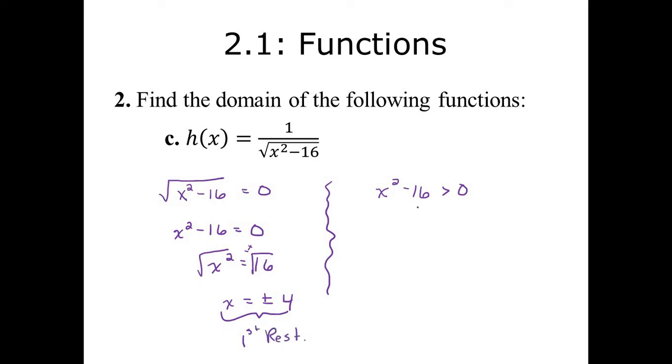Let's find our second restriction. x squared minus 16 is greater than 0. So in this case, add 16 to both sides, we get x squared is greater than 16. And then take the square root of both sides, and you get x to be greater than, oh, that should be a 16, so let's change that right there, greater than positive or negative 4. All right, so this is our second restriction.